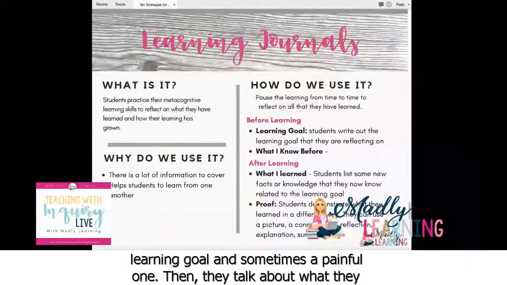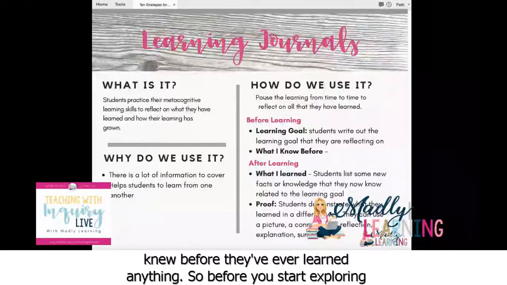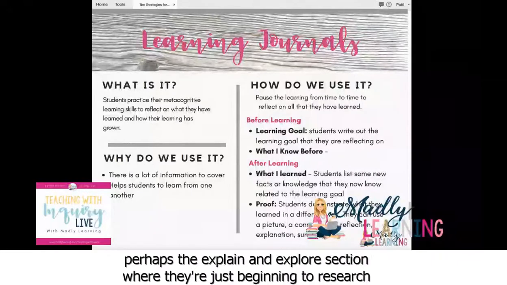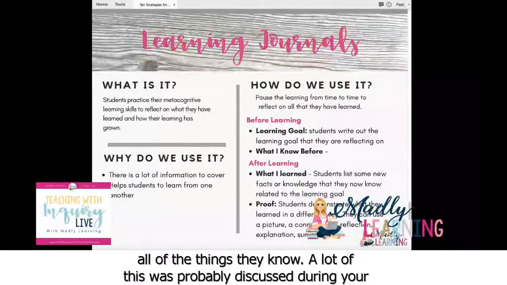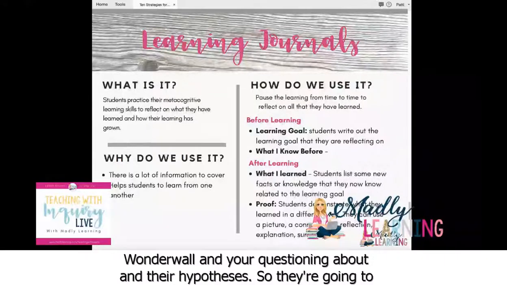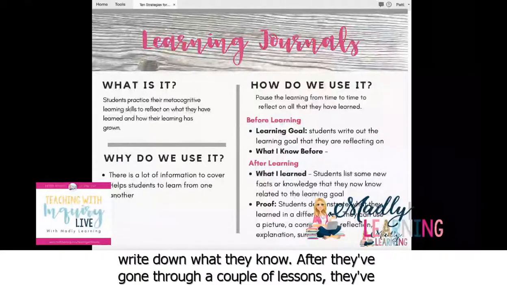Then they talk about what they knew before they've ever learned anything. So before you start exploring, perhaps the explain and explore section where they're just beginning to research a specific topic covering one of their learning goals, they're going to write all of the things they know. A lot of this was probably discussed during your wonder wall and your questioning and their hypothesis, so they're going to write down what they know.